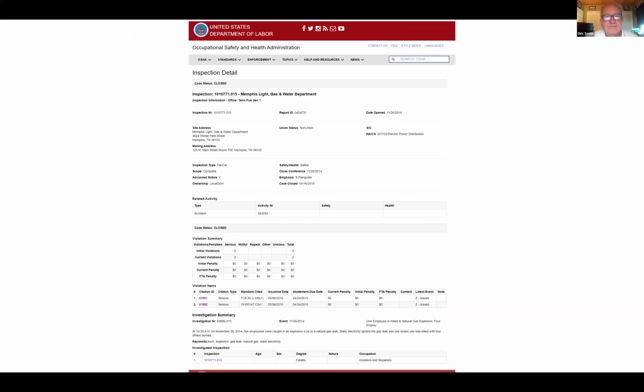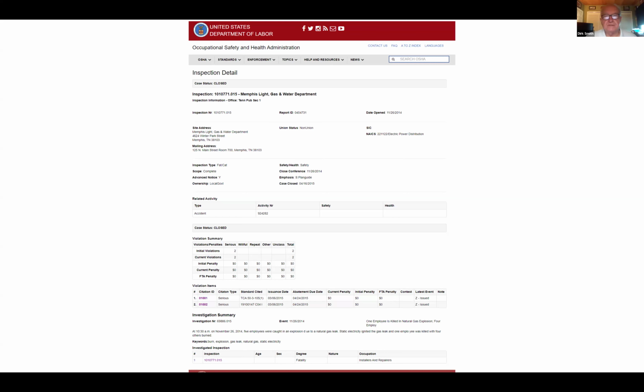Okay, Memphis Light, Gas, and Water. November 26, 2014. Description at 10:30 at the very bottom. 10:30 a.m. on November 26, 2014, 5 employees were caught in an explosion due to a natural gas leak. Static electricity ignited the gas leak, and 1 employee was killed with 4 others burned.